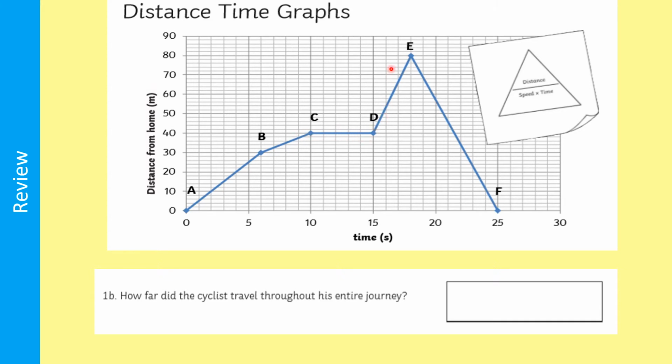Up to here, he travelled 80 meters from home, and this is where you need to be a little bit careful, because up to this point he's travelled 80 meters from home, but by the time he gets to here, F, he is back at home. So he has travelled 80 meters up to this point and then the 80 meters back to where he started from. So the entire journey is 160 meters.